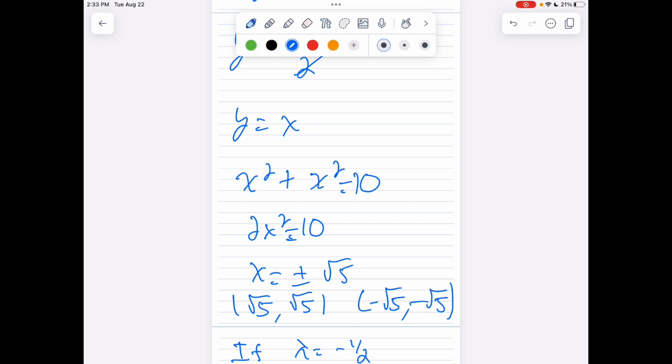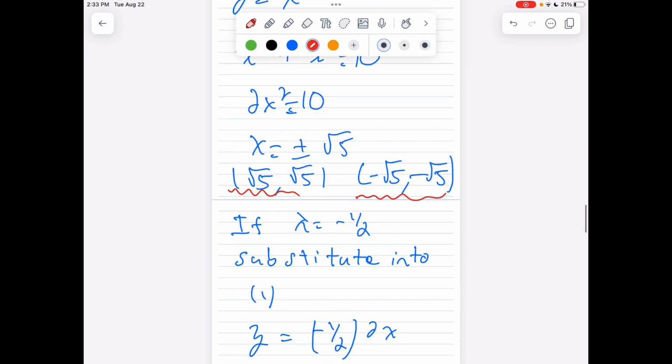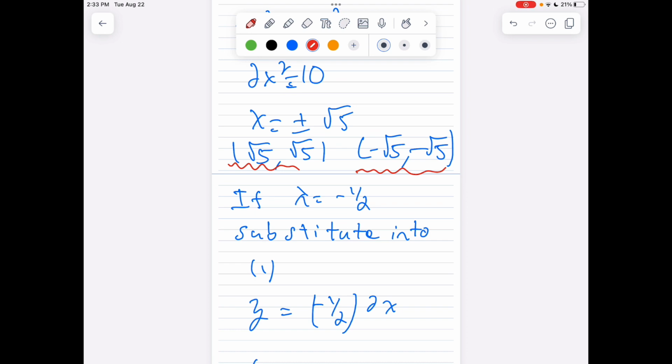And what we're going to do with these points, along with some other ones, which we'll cover in the second part of this video, is plug those points back into your function here. All right. So we'll cover when lambda equals minus 1/2 on the next video, and then we'll keep working on this problem.